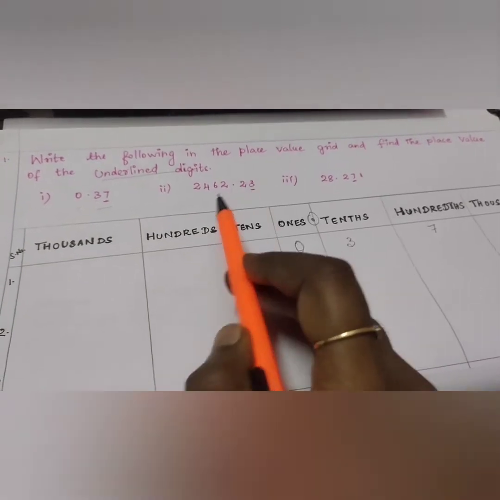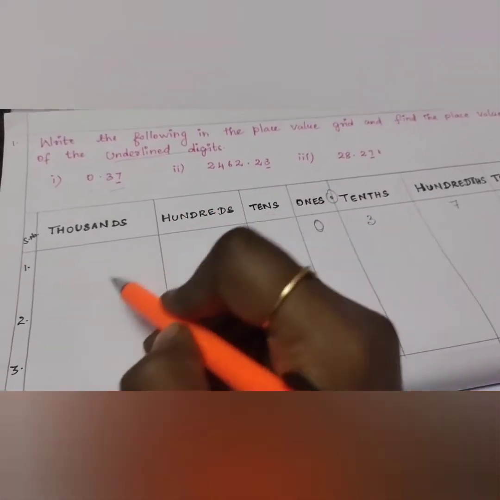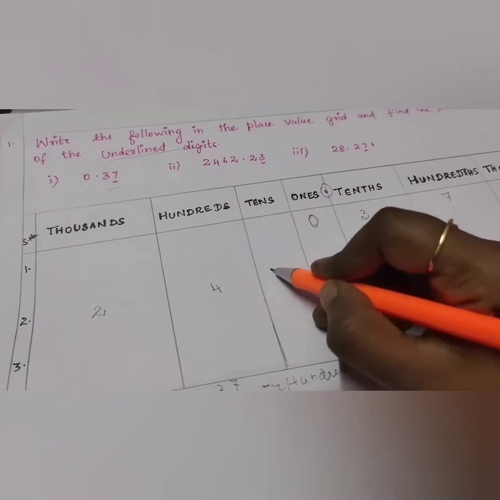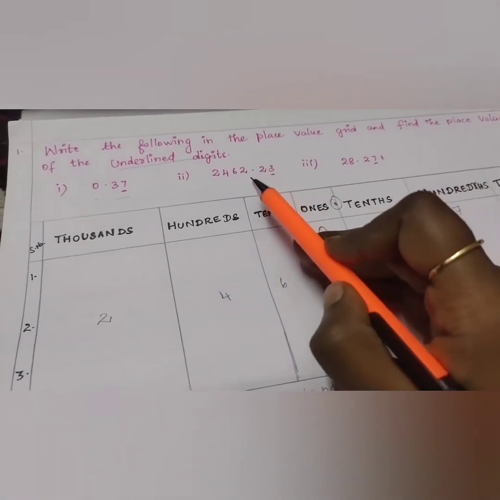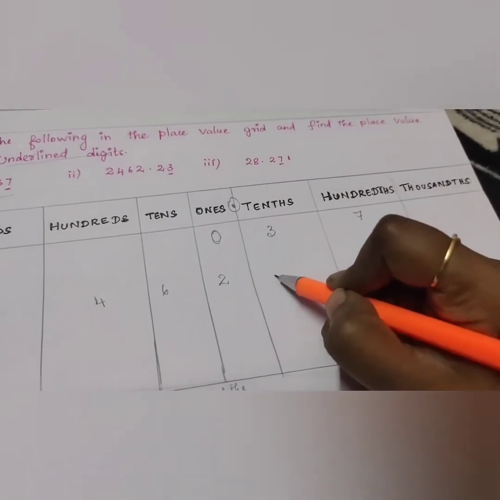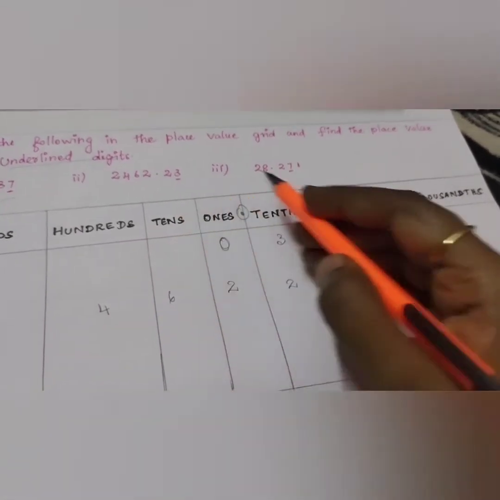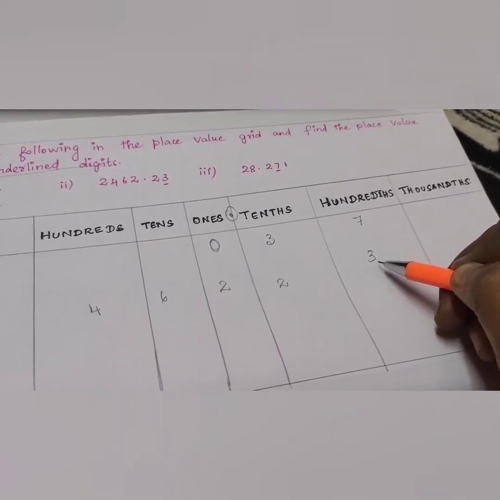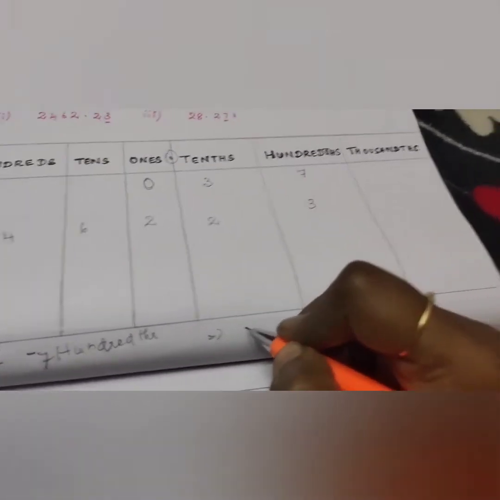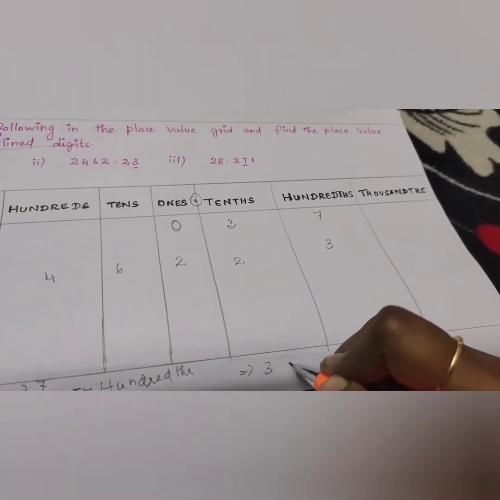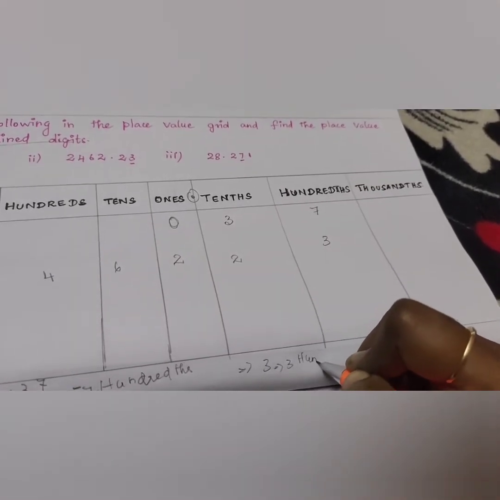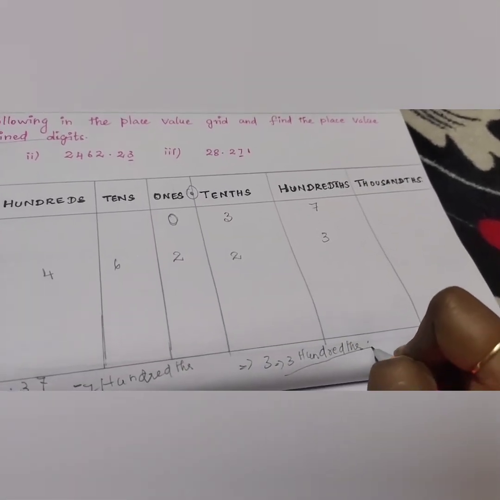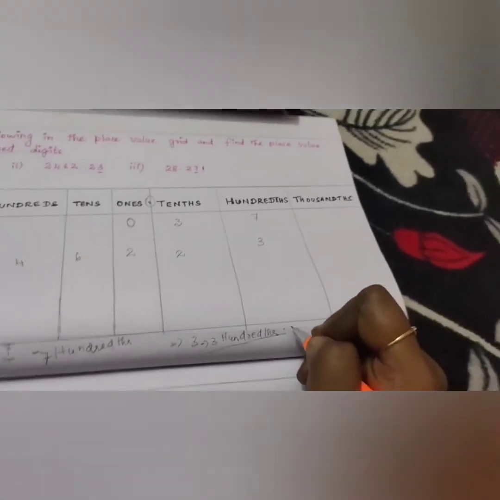2462.23. Okay, 2000. I'm going to place the 2 into the thousands place. Next, 400, 6 tens and 2 ones. See, after the point, the first digit indicates tens. Here they underlined the 3. Now you should say, what is the place value of 3 in the given number? Yes, the place value of 3 in the given number is hundredths. This is the way of representing the decimal part place value in a decimal number.